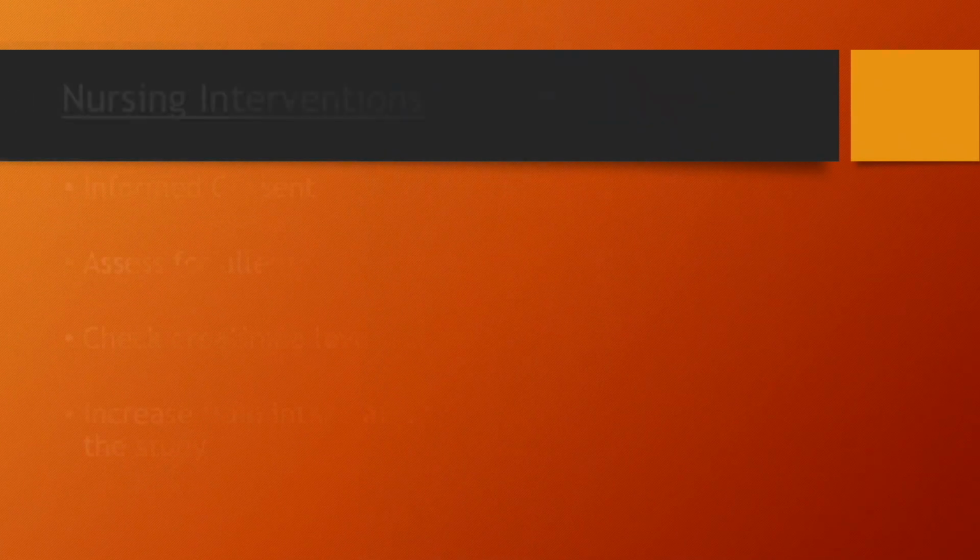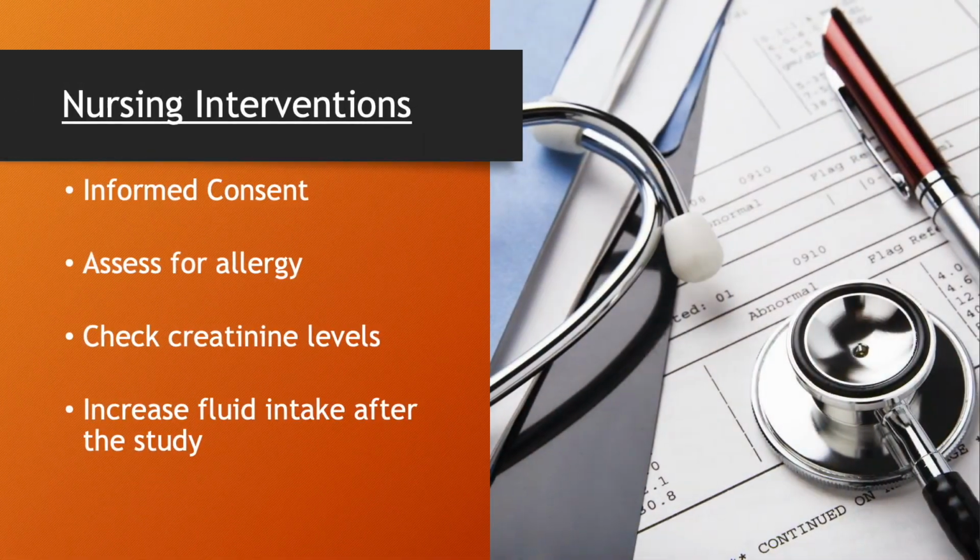So nursing interventions are things such as getting informed consent from the patient on the tests involved. We're going to make sure that we can do it and they're okay with doing it based on what's going on and the precautions to take. We're going to want that consent for a lot of things from the patient moving on in the plan of care. Also assessing for allergies.